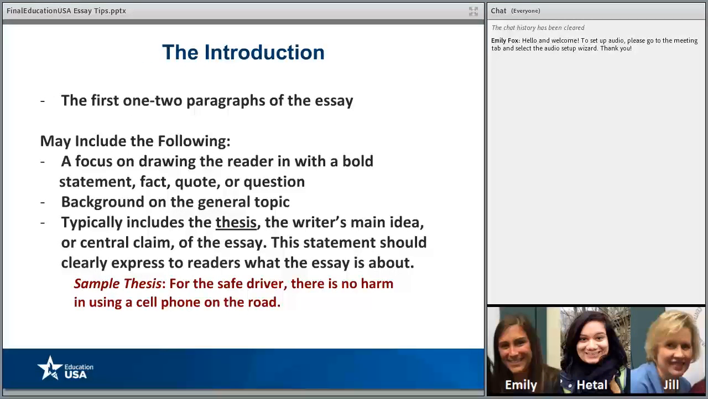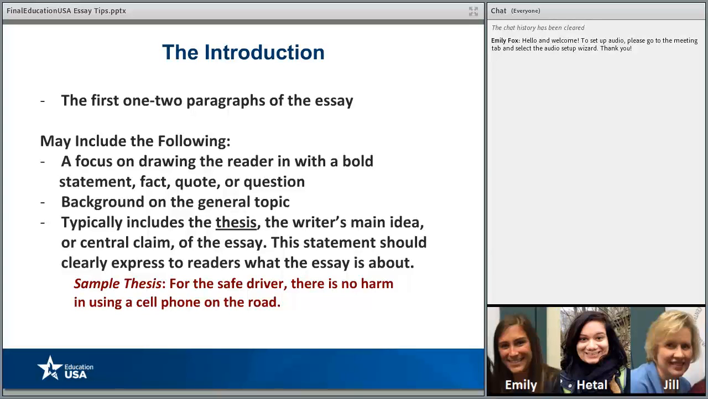Let's start with the introduction. The introduction, if we're going by that very basic model that I mentioned, and it's a short essay of maybe 2-3 pages, is the first 1 to 2 paragraphs of your essay. So that's a pretty significant portion of your essay.